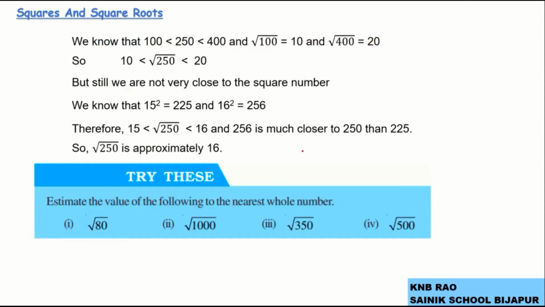Now, the same thing is explained here. 250 lies between 100 and 400, that is, 10 square and 20 square. More closely, 15 square and 16 square. That is, the square root of 250 lies between 15 and 16. Since 256 is much closer to 250, approximately 16 will be the square root of 250.